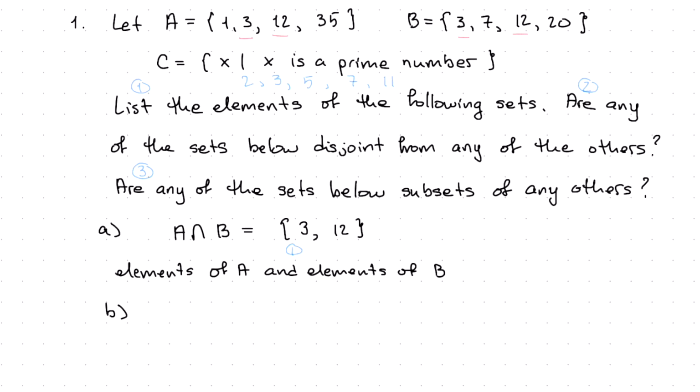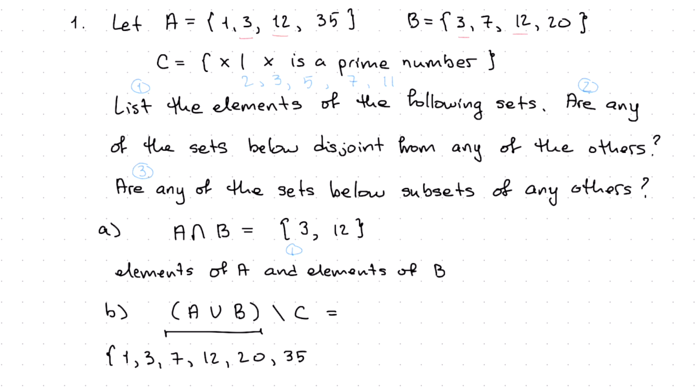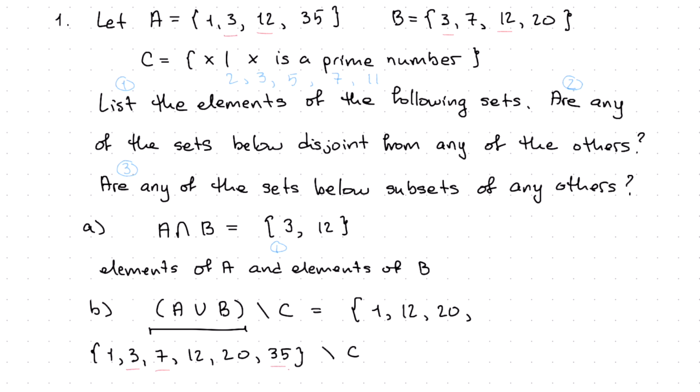In B, we're given A union B in the parentheses and a difference of C. We know PEMDAS, so we start with the parentheses. A union B is all the elements in A plus elements in B. So we have 1, 3, 7, 12, 20, and 35. Now we do the difference: whatever is in A union B, subtract whatever is in C. So that means we do not include prime numbers in our result.